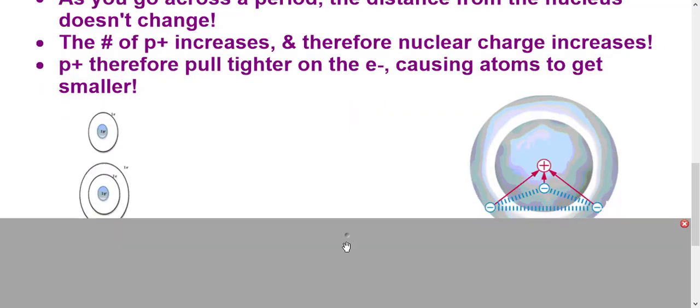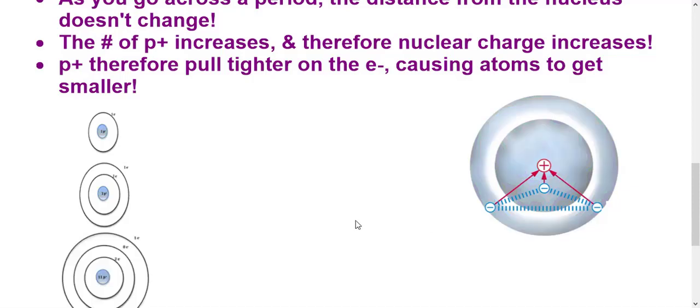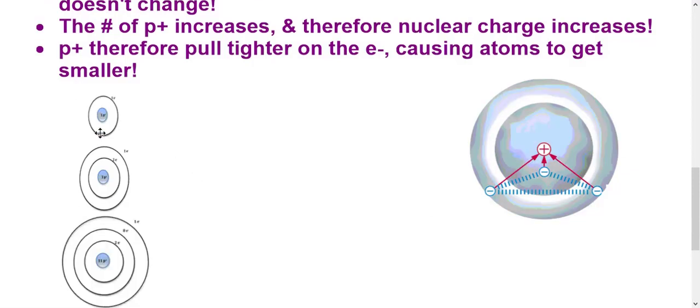And I think I have another little image down here. This is showing down a group, electrons being added to different energy levels, so further away. But this image is trying to show that you have more protons in the nucleus, and electrons are attracted to it. Remember that Pogil activity that we did? The more protons there are sitting in the nucleus, the more attracted those electrons are.